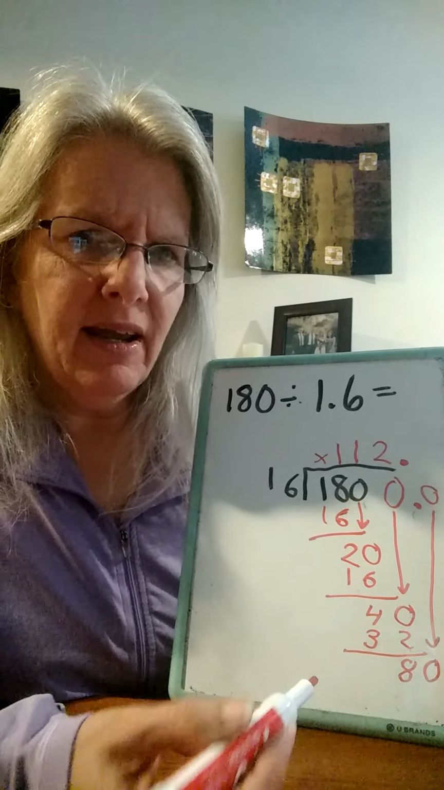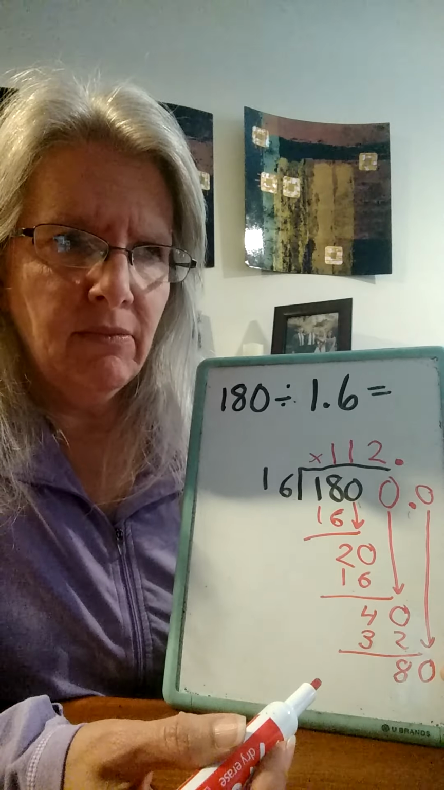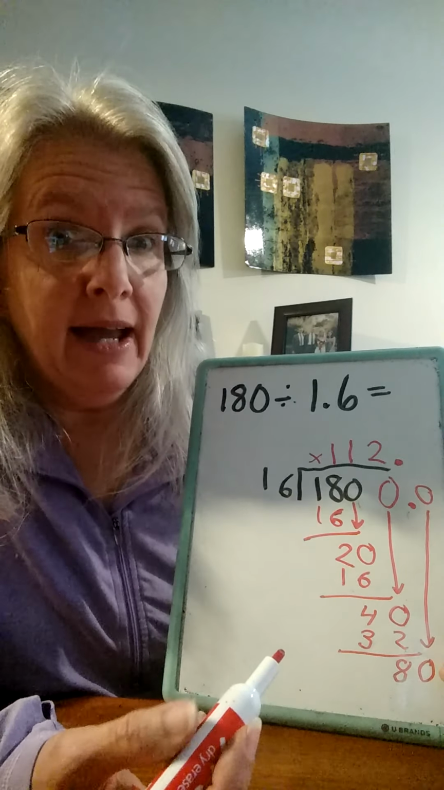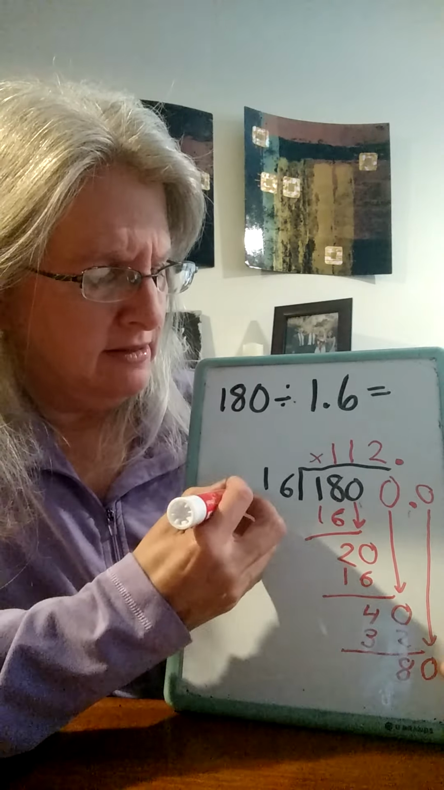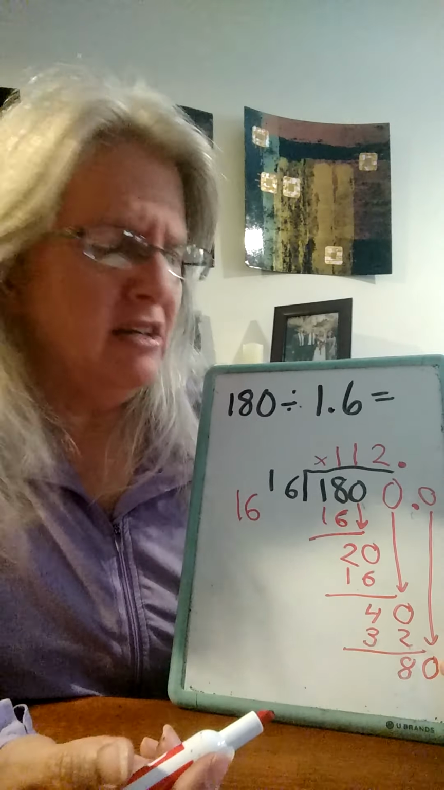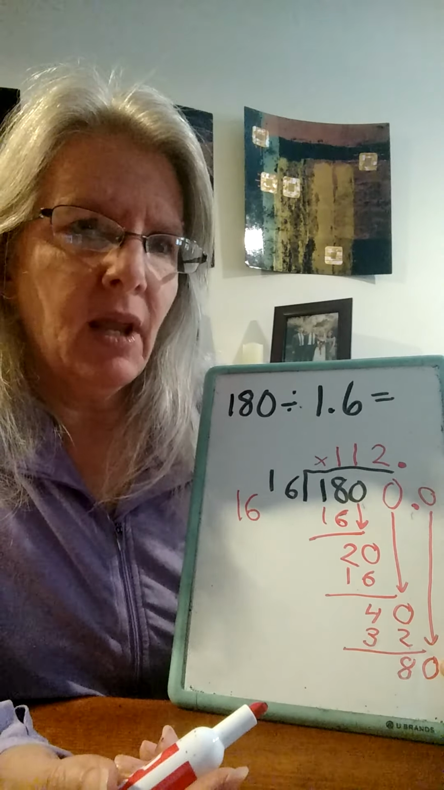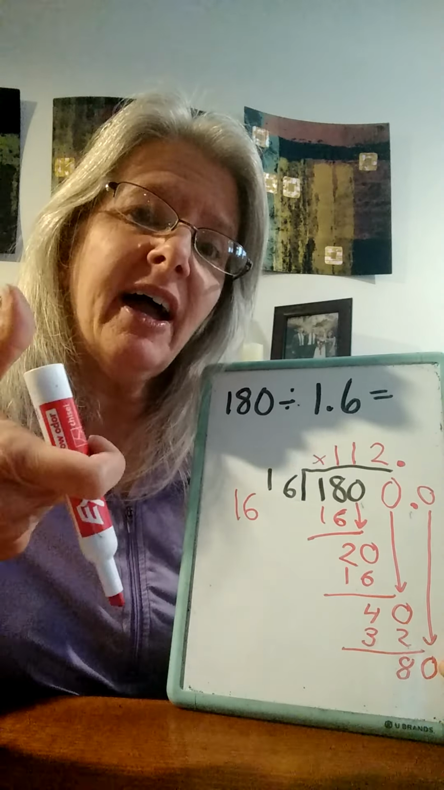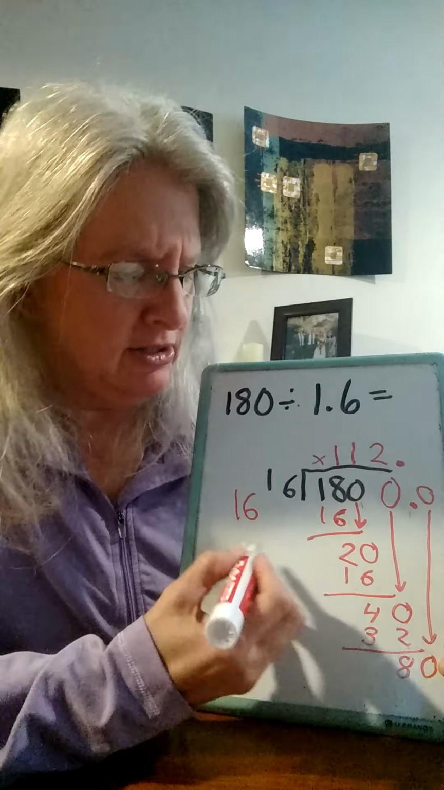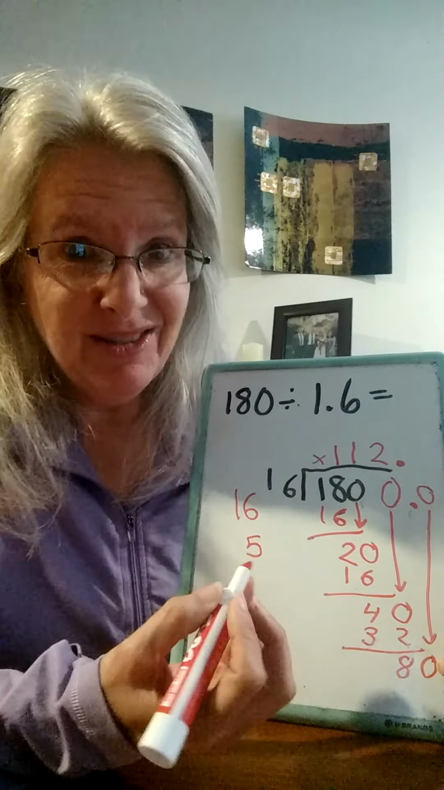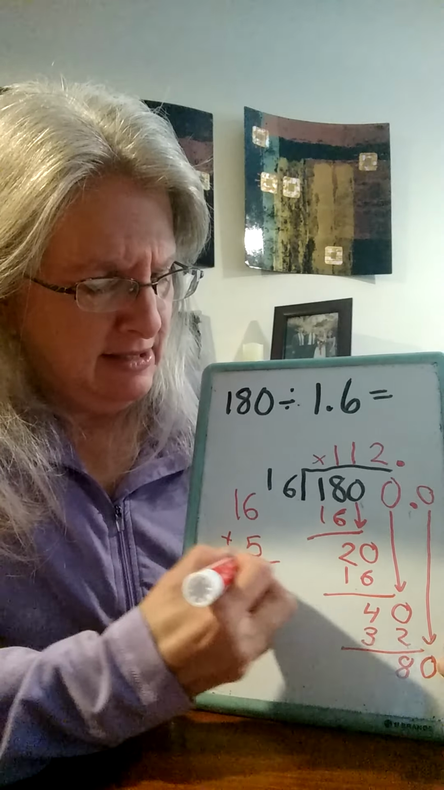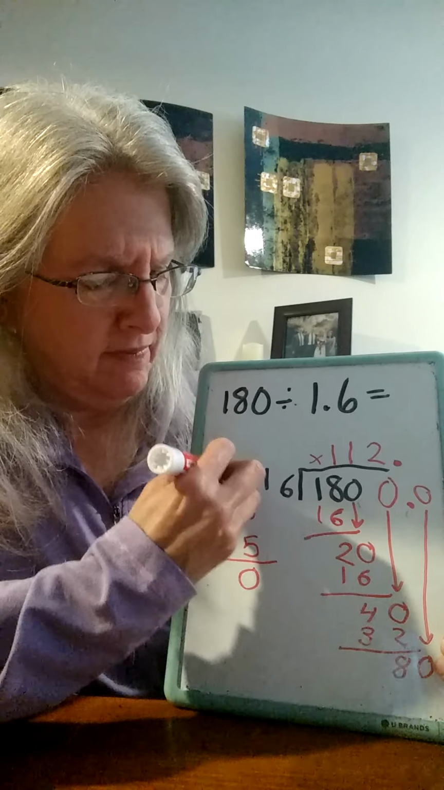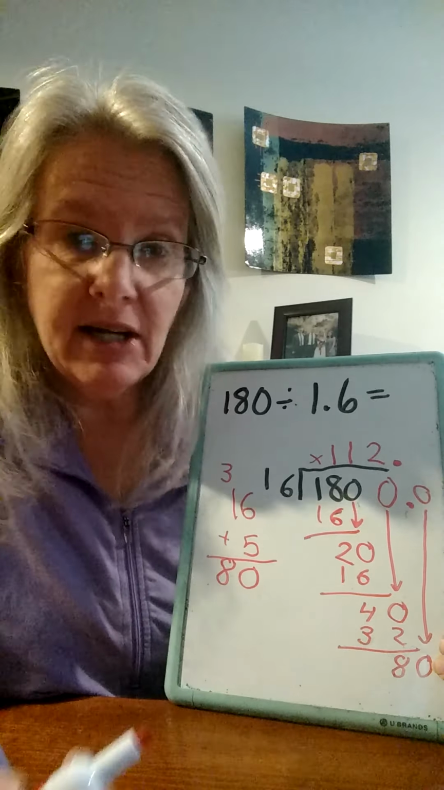16 goes into 80. How many times? We're going to have to just guess to try it. Let's try some things. So 16 times what? I'm just going to guess 5. It's a middle number, and I can use that to see if I should guess a higher number or a lower number based on our answer. So I'm just going to guess a 5 to start with. 16 times 5. Oh, that was actually a very good guess.